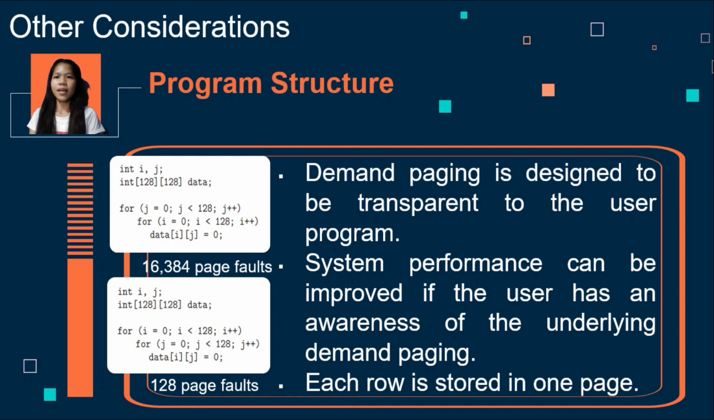For example, a stack has good locality since access is always made to the top. A hash table, in contrast, is designed to scatter references, producing bad locality. Locality of reference is just one measure of the efficiency of the use of a data structure. System performance can be improved if the user has an awareness of the underlying demand paging.